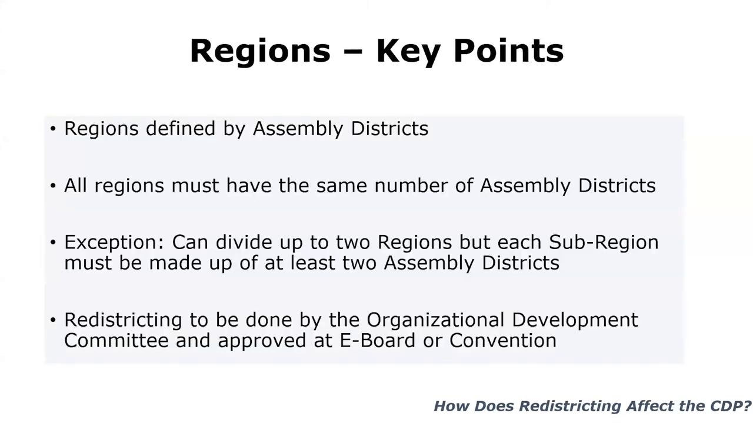So the key points here on the regions is that the regions are defined by the assembly districts. As a lot of you who are activists in the CDP know, we have different regions cut up and down the state. And all these regions have to have the same number of assembly districts. The exception is you can divide up to 2 regions, but each sub-region must be made up of at least 2 assembly districts. Redistricting is to be done by the Organizational Development Committee and approved at the Executive Board or Convention. Royce, is there anything you want to add to this?